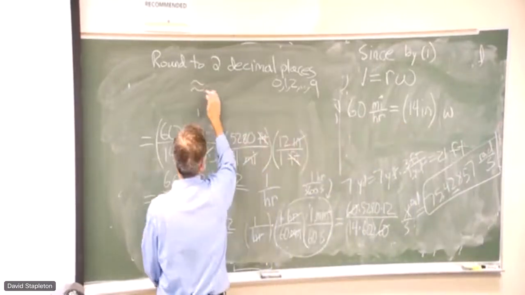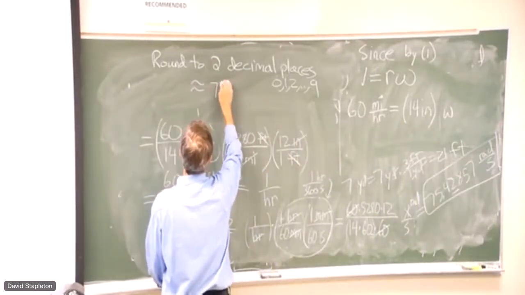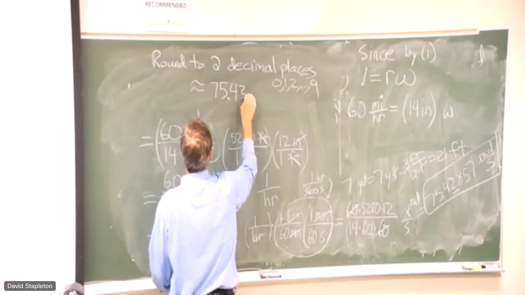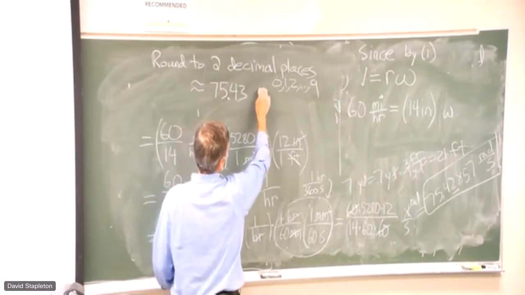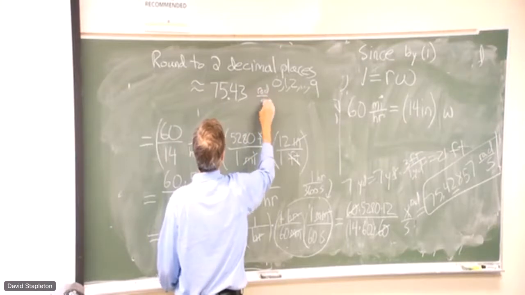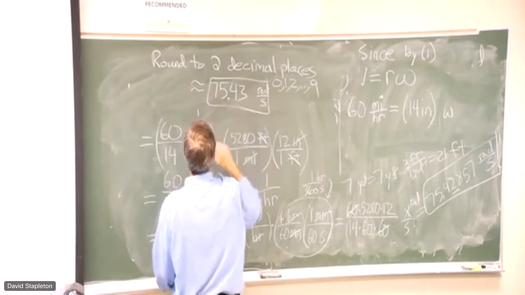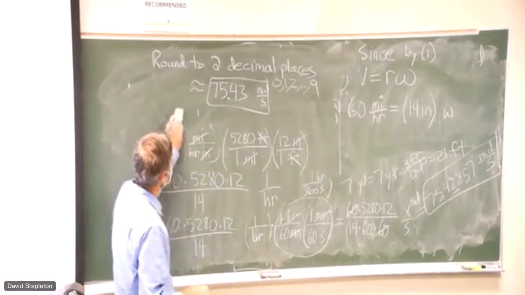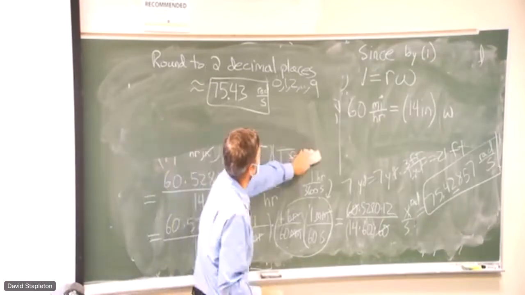I'll put this squiggly equals, you don't have to use that. I'll say it's approximately 75.43 radians per second. And leave out radians if you want. So there's the rate at which the wheel turns.